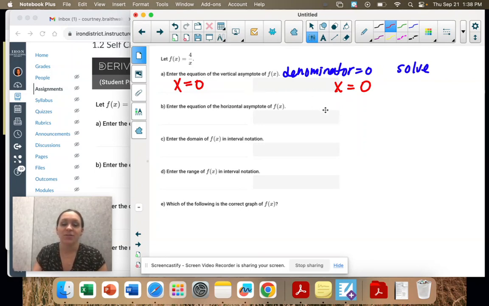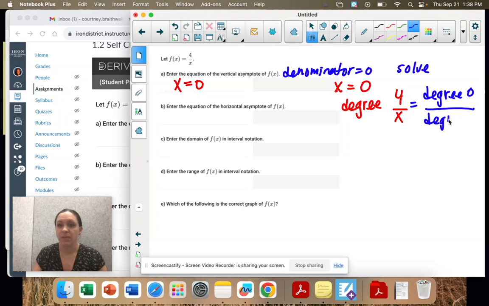The horizontal, we have to look at the degree on our numerator versus denominator. And then there's the 3 rules we have to refer back to. So on the top, there's no degree. It's degree 0. And then on the bottom, how many x's are there? It's degree 1. So when the bottom is greater than the top, so 1 is greater than 0, that means y equals 0 is our asymptote.